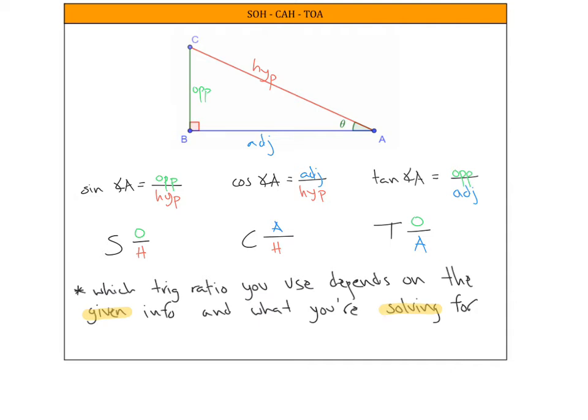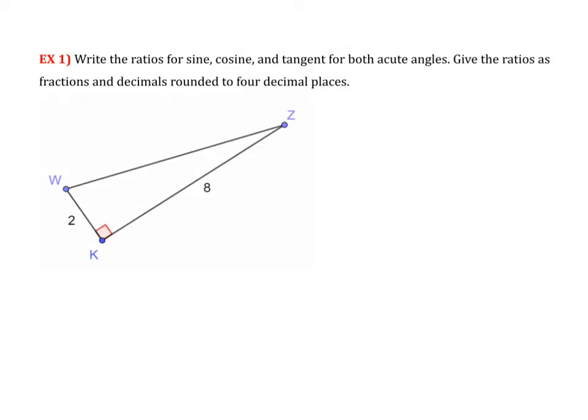Let's start looking at some examples. All right, so here is example 1. They want us to write the trig ratios for sine, cosine, and tangent. So all three ratios. And they want us to do it for both of the acute angles. They need it as a fraction and as a decimal rounded to 4 decimal places.